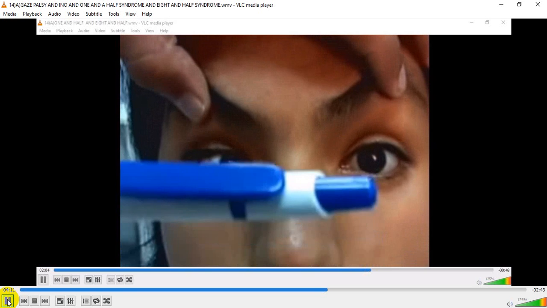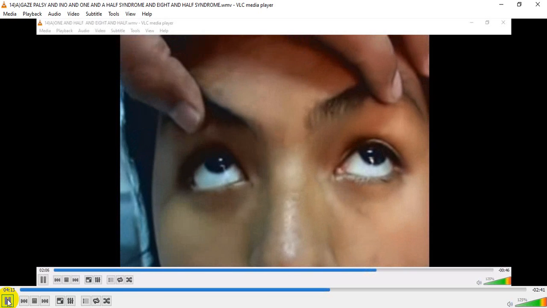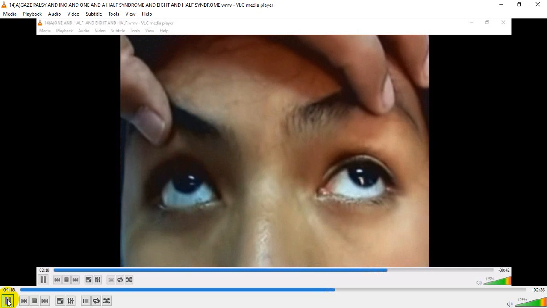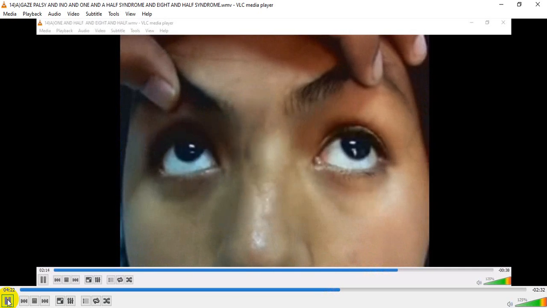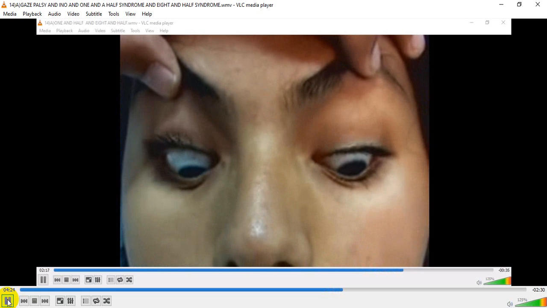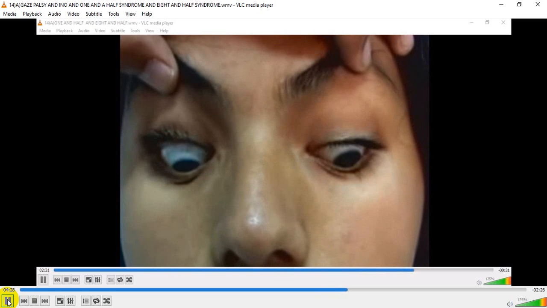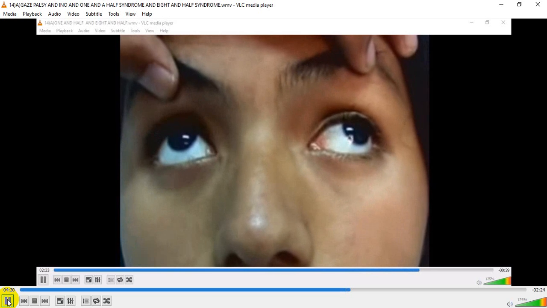Now you are asking for vertical gaze. Look up, vertical gaze is possible. Downward gaze, that is also possible, normal. Vertical up, vertical down, both.